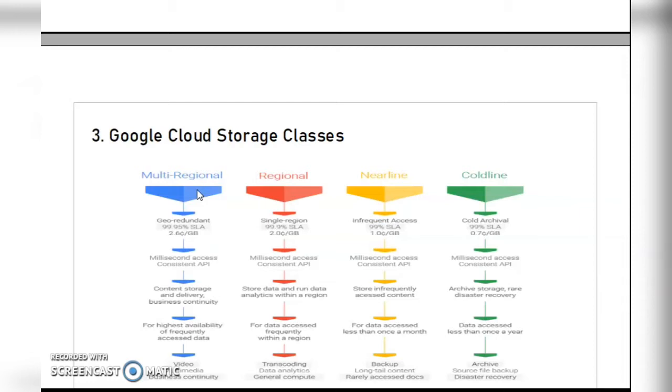If you are accessing your data infrequently, like once in a month, you go for the nearline storage class, which is similar to S3 Infrequent Access. If you want to access your data frequently, you go for the regional storage class in Google, which is nothing but S3 Standard in AWS, and all these offer you a 99.9% SLA.